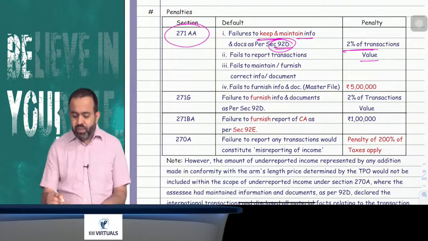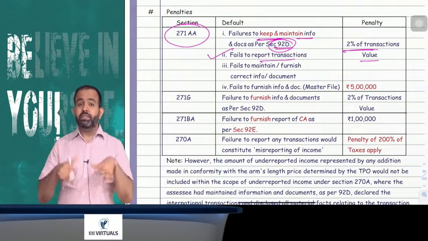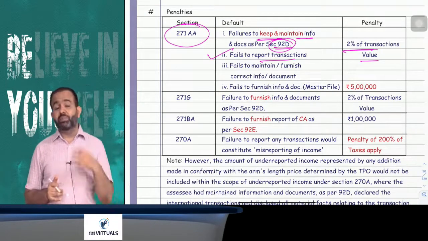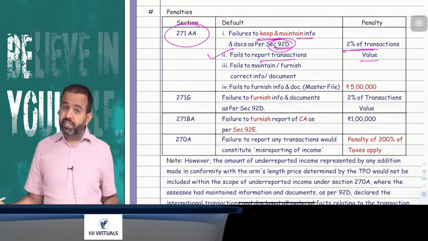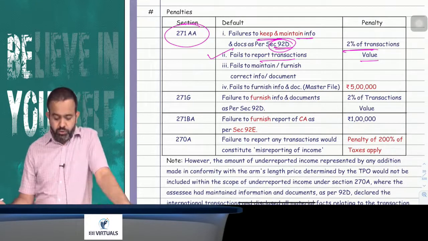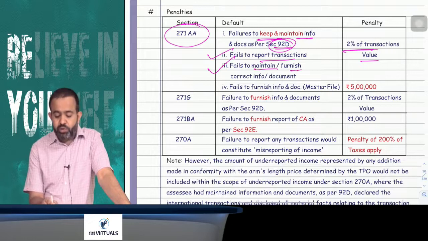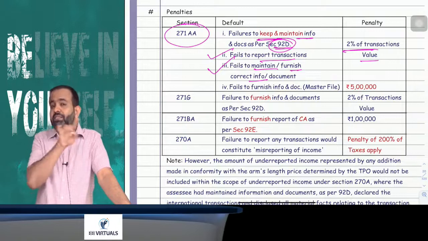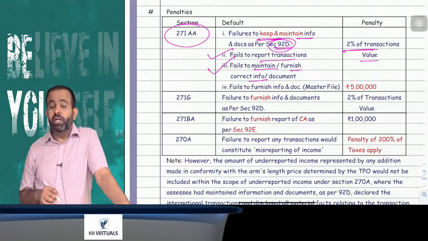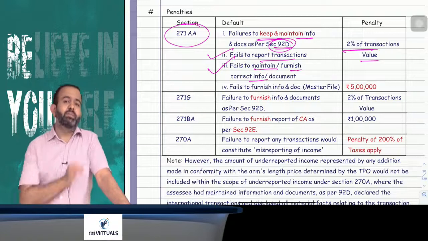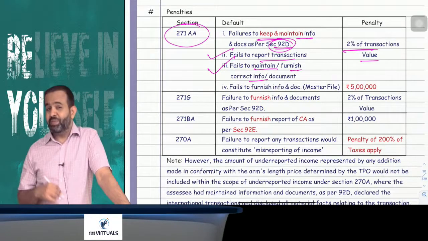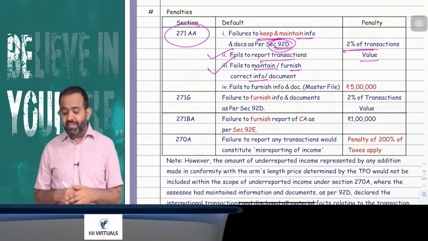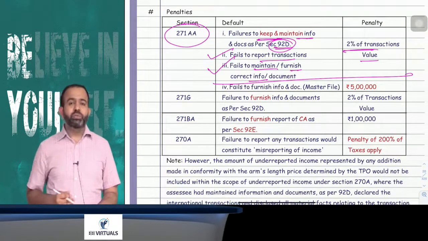Now second is fails to report the transaction. Suppose the assessee has not reported an international transaction. He entered into some transaction, but he has not reported that transaction. In that case also, 2% of transaction value is the penalty. And third is fails to maintain or furnish correct information and documents. It means he has maintained and submitted documentation, that is the TP study report, but he has not correctly maintained or submitted information and documents, meaning he maintained or submitted incorrect information and documents. In that case, the penalty will be 2% of transaction value.